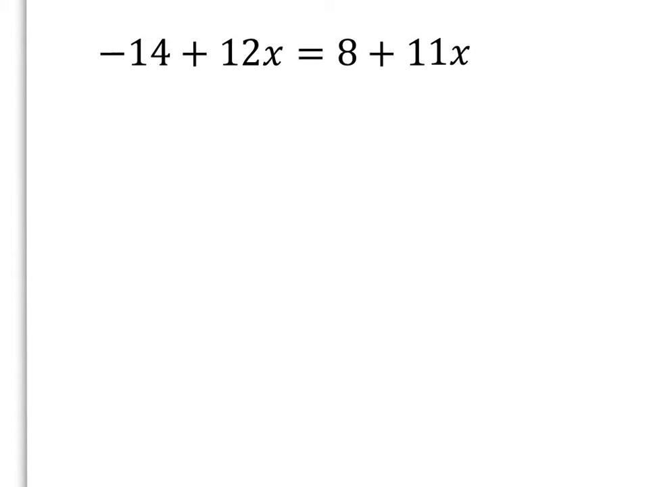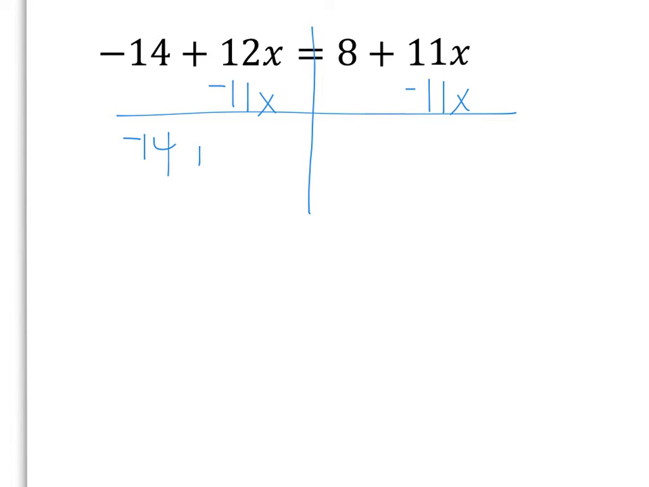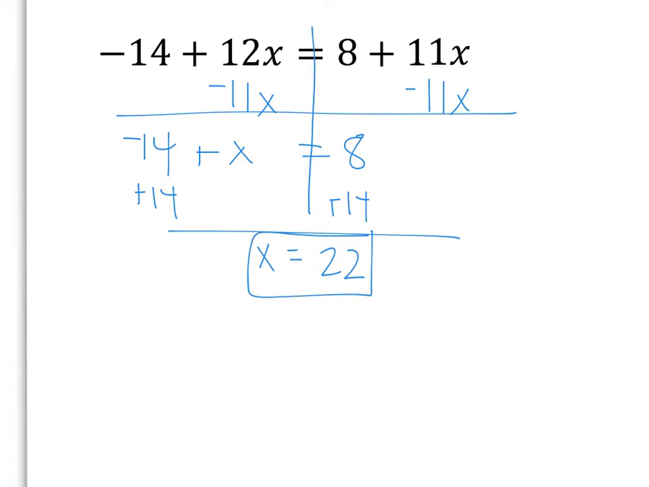I want to get my variables on one side, and I'm going to move them to the left-hand side and move my numbers to the right-hand side. So if I move this 11x over, I'm going to subtract 11x from both sides, and then what I get is negative 14 plus x equals 8. And now I'm going to move the 14 over, so I'll add 14 to both sides. And I get x equals 8 plus 14 is 22. So x equals 22 is my answer.